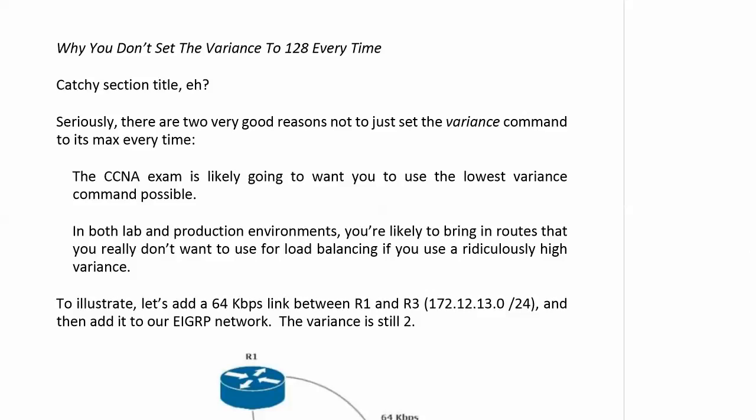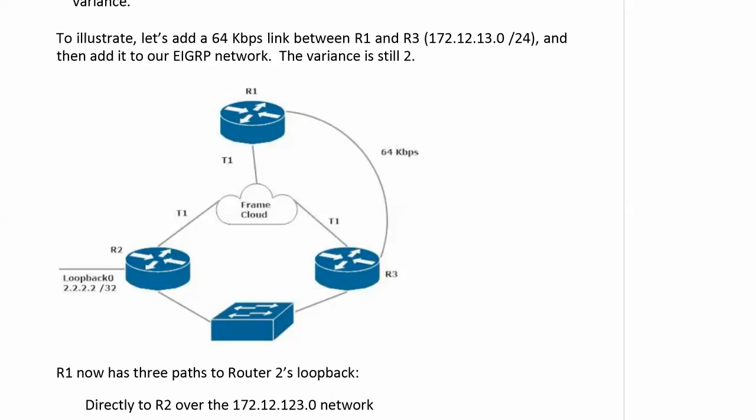To illustrate this, I have added another link to our network. I've added a 64K link between routers 1 and 3. That's over the network 172.12.13.0/24, and I've already got it configured up and running and added to the EIGRP network. Now at this point, router 1 has 3 paths to get to router 2's loopback. It could go over the frame network 172.12.123.0. It could go over the frame directly to router 2, and then you're at the loopback.